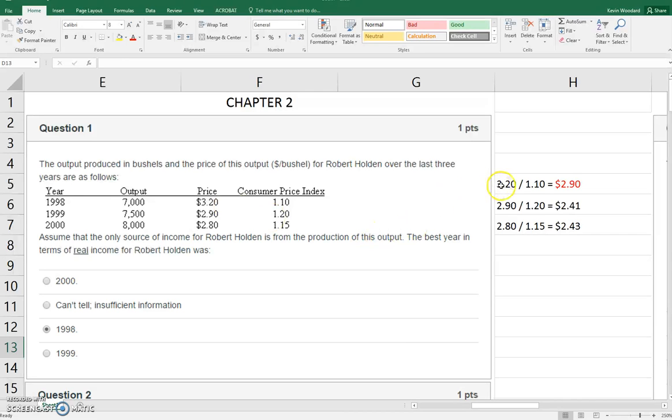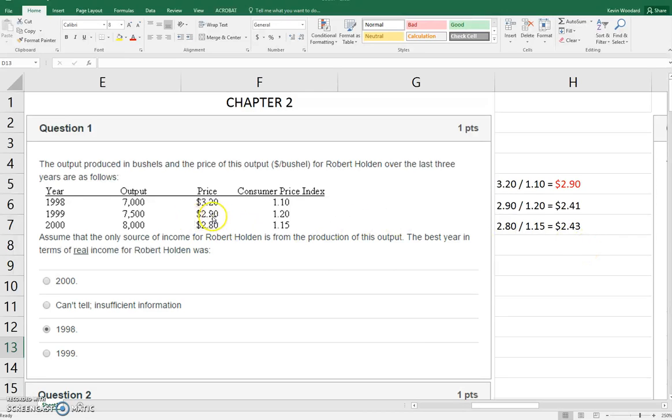So we have our current price, in this example is $3.20. We're going to divide that by the price index. We determine it by multiplying it, but in this case we're trying to go back and determine real dollars. We're going to say divide that by 1.10, and that's going to come up with $2.90.